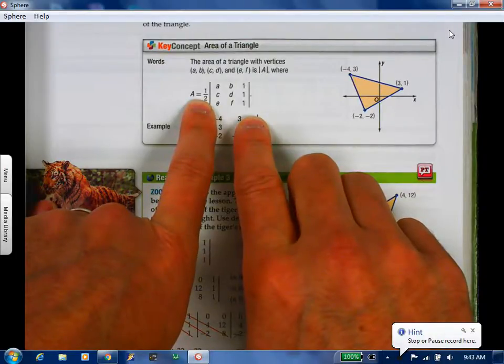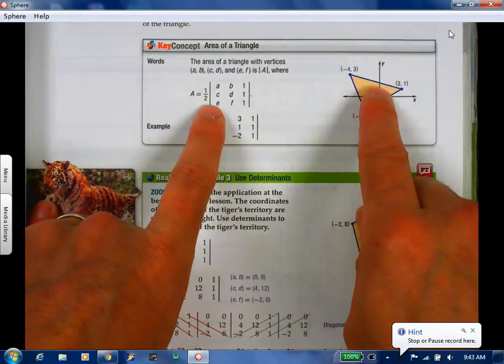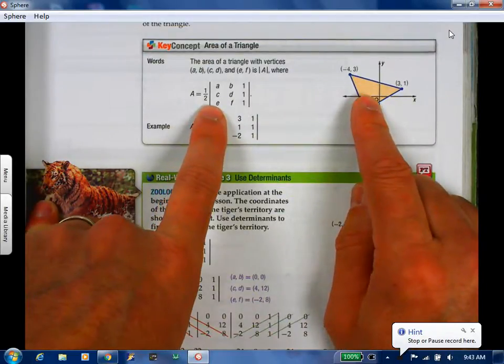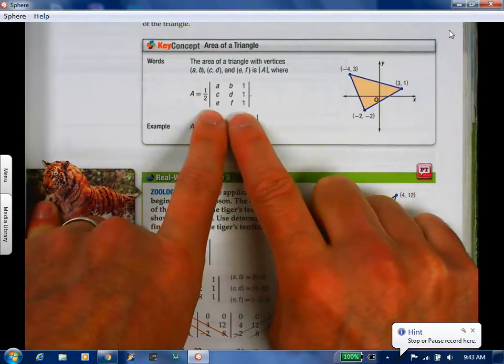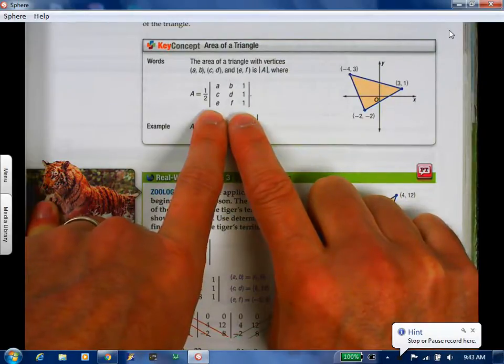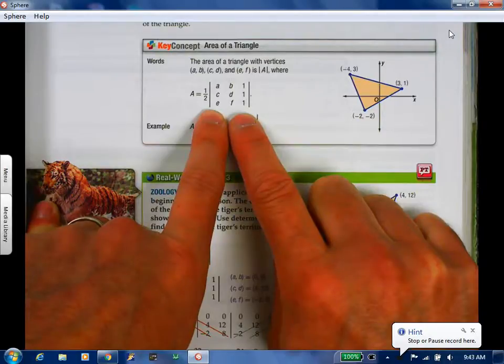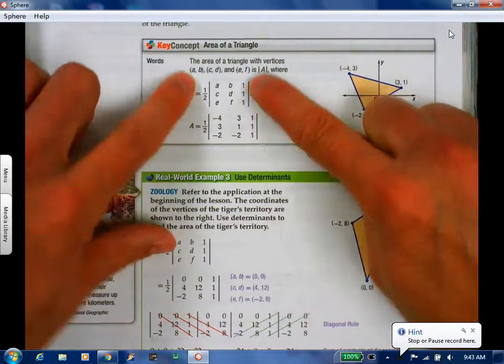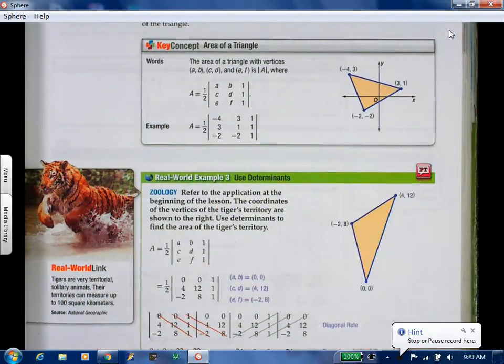Okay. So now with this one also, this is area. So what happens if you get a negative value for your determinant? You just make it positive. So you can also think of these as the absolute value, okay? Because area can't be negative. So this is our formula.